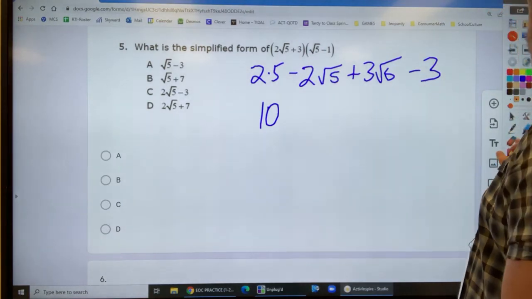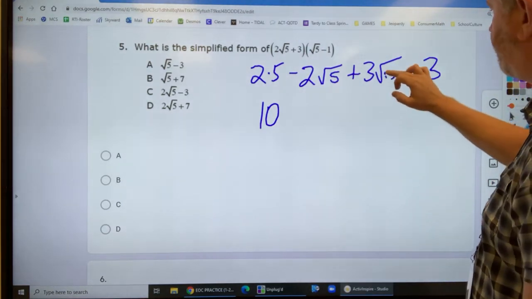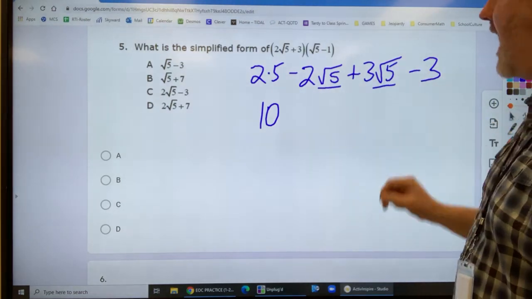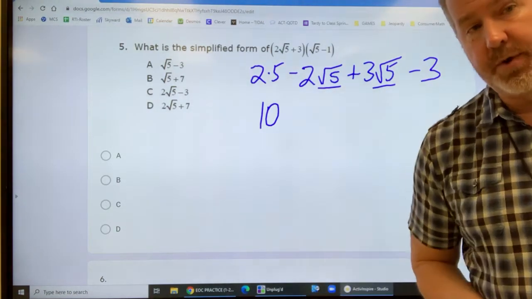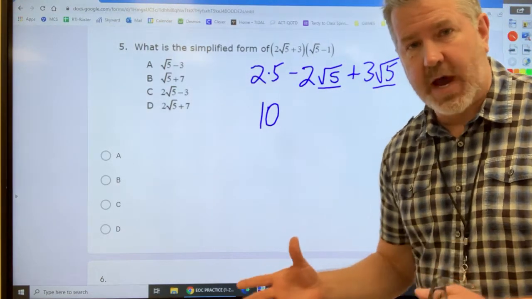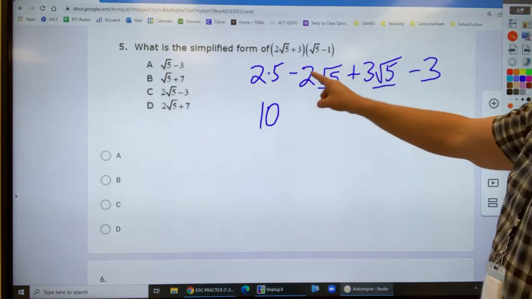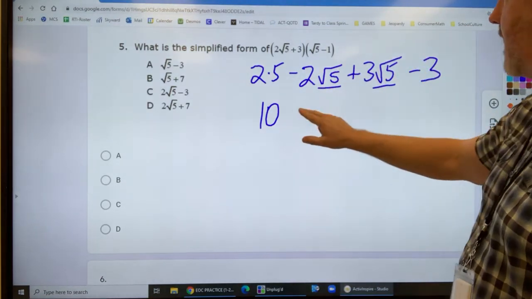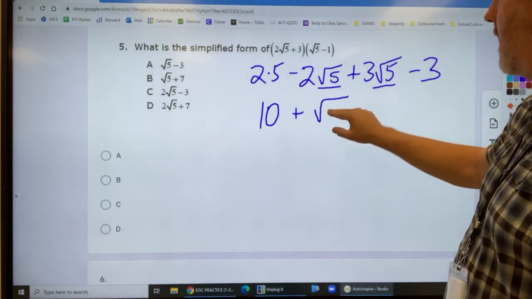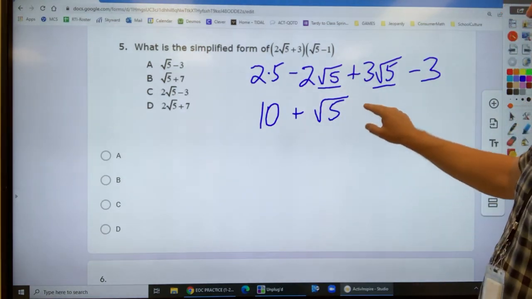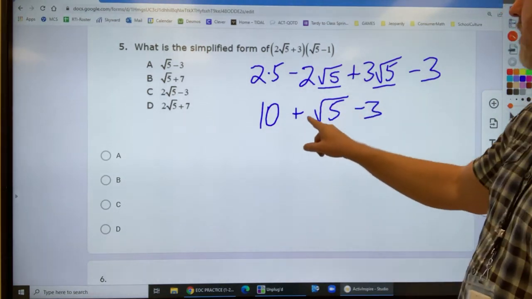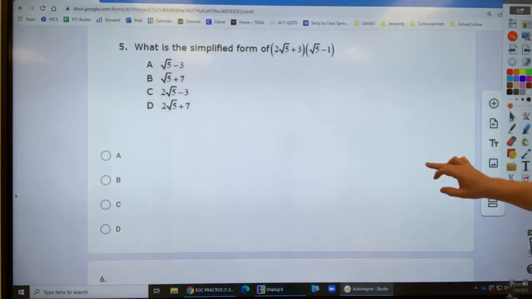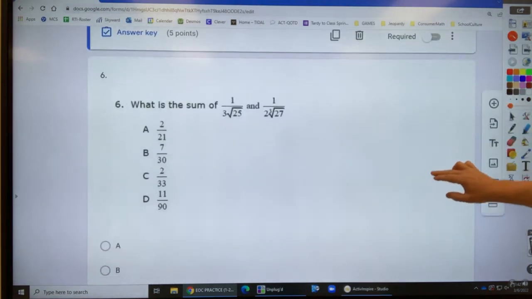Remember, I always do that. I tend to make 5s look like 6s. So that's a 5. Remember, radicals add and subtract a lot like variables. You don't do anything to the radical, you just add or subtract whatever's in front of them. Okay, so minus 2 apples plus 3 apples is plus 1 apple. And my apple in this case happens to be root 5. Minus 3, final answer is root 5 plus 7. So let's double check and make sure that is B. Yep, moving on.